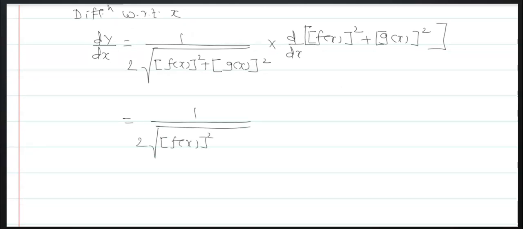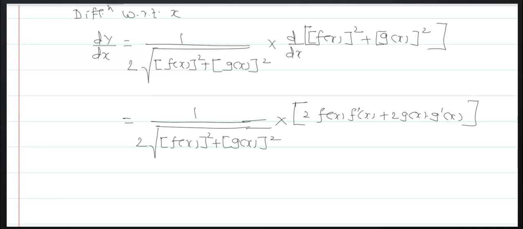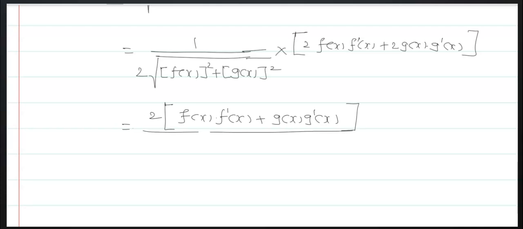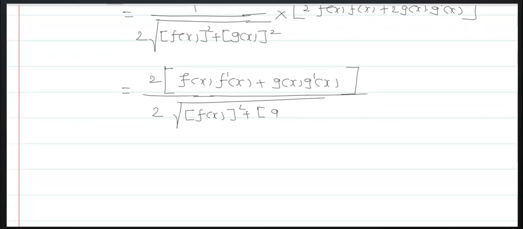That is equal to 1 upon 2 times the square root of f of x squared plus g of x squared, into 2 times f of x into f dash of x plus 2 times g of x into g dash of x. Now take 2 as common, then f of x into f dash of x plus g of x into g dash of x, upon 2 times the square root of f of x squared plus g of x squared. The 2 gets cancelled.